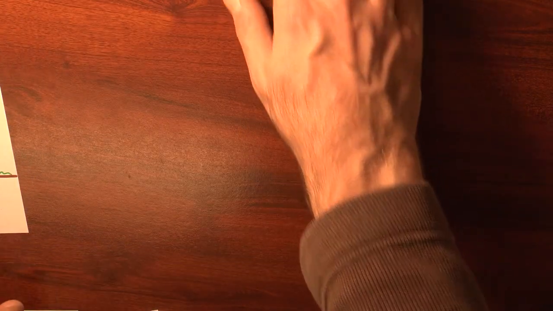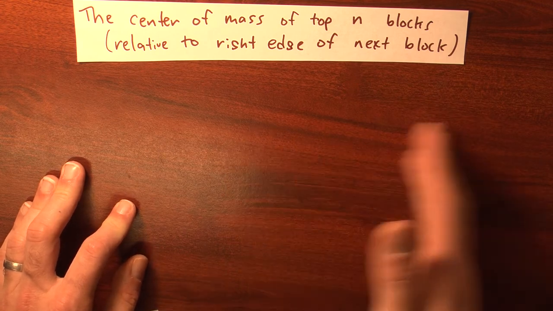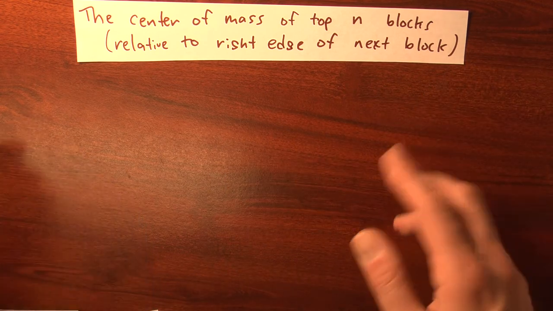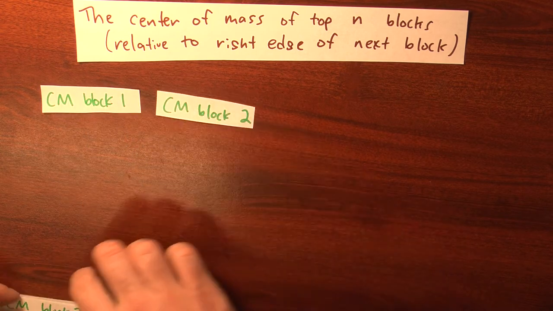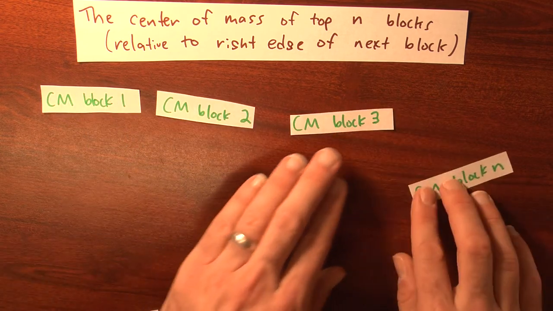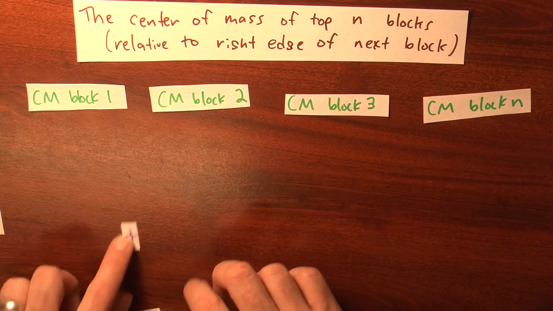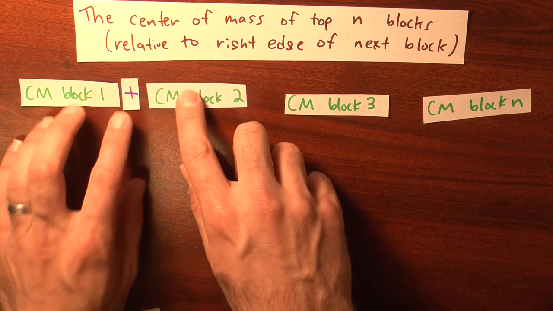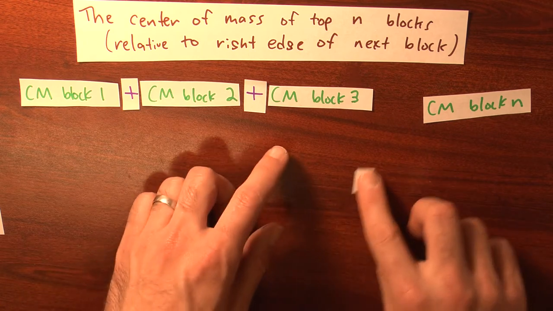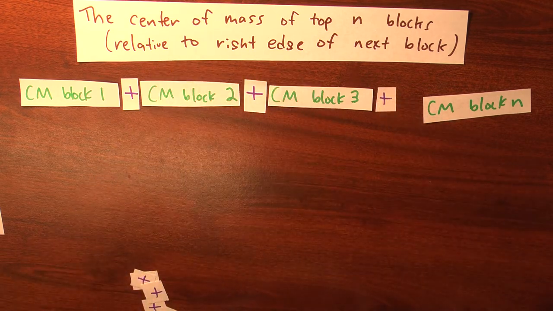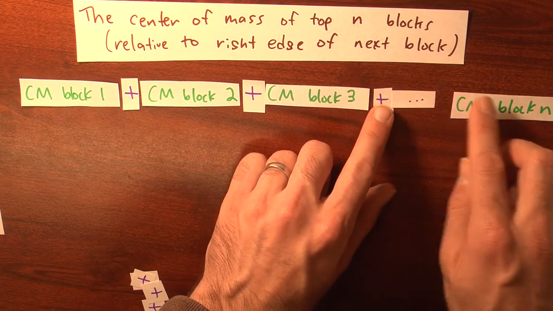I need to know this in general. So I need to compute the center of mass of the top n blocks relative to the right edge of the next block. To do this, I'll start by averaging some center of masses. I want to average the center of masses of the top n blocks. I don't really need to know the y coordinate of the center of masses, so I'm just going to add together the x coordinates of the center of masses, where I put the origin at the right-hand edge of the block right under this stack.